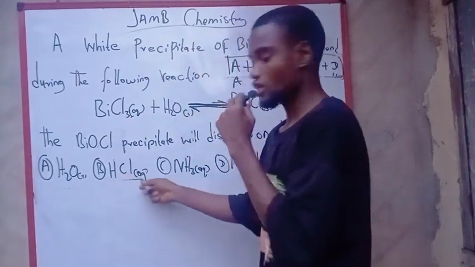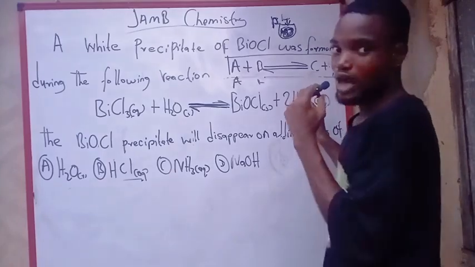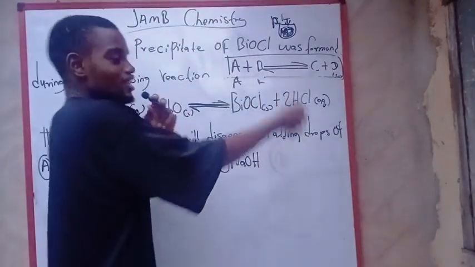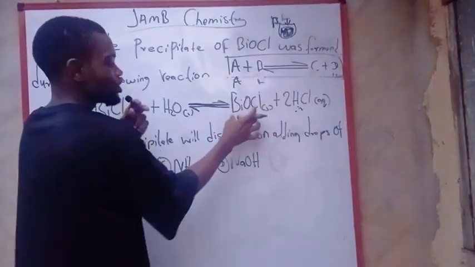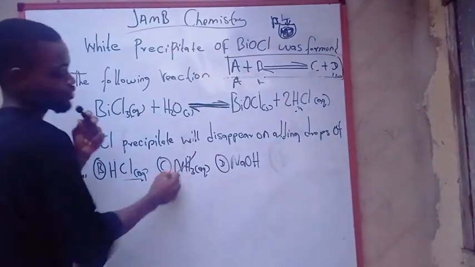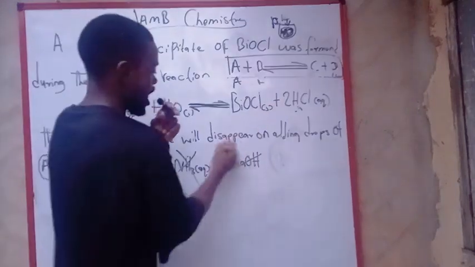Now option B says HCl. Now when you say HCl, that is this one. As you can see, HCl when adding to it, it is going to what? Make this one to what? Disappear. What about NH3? Doesn't matter, it's not here. What about NH4? It's not here.